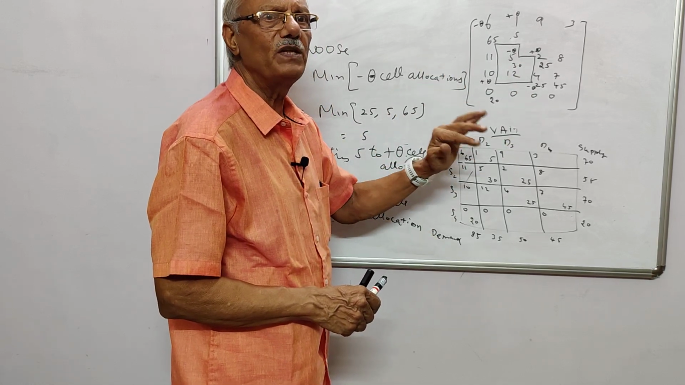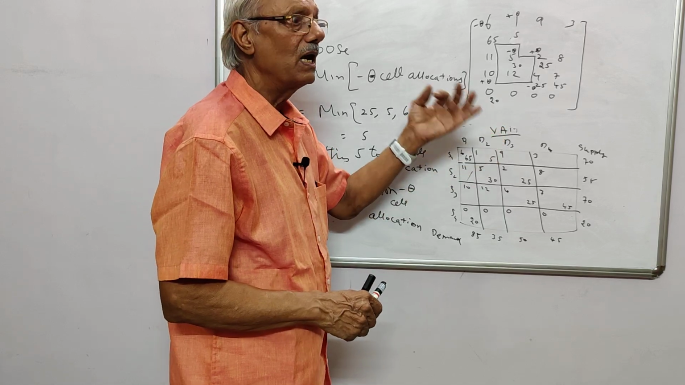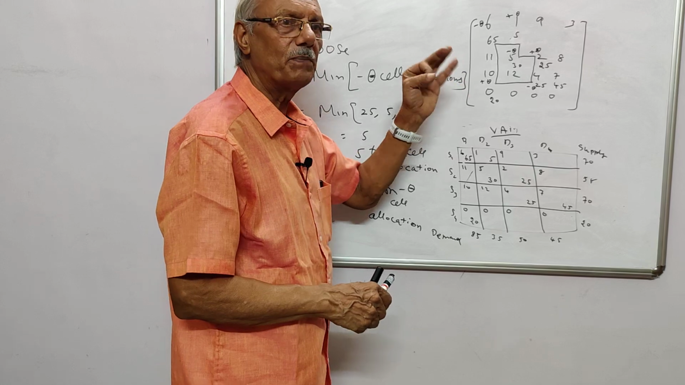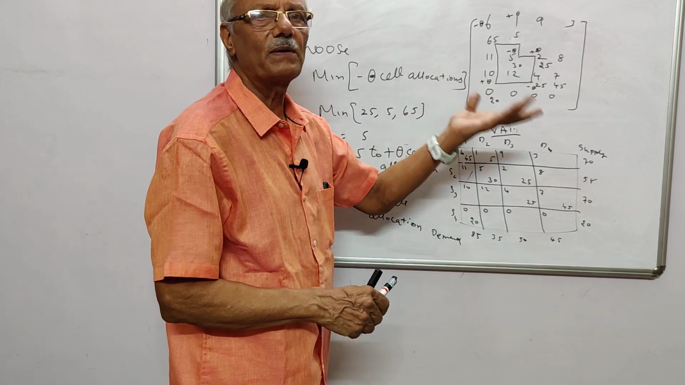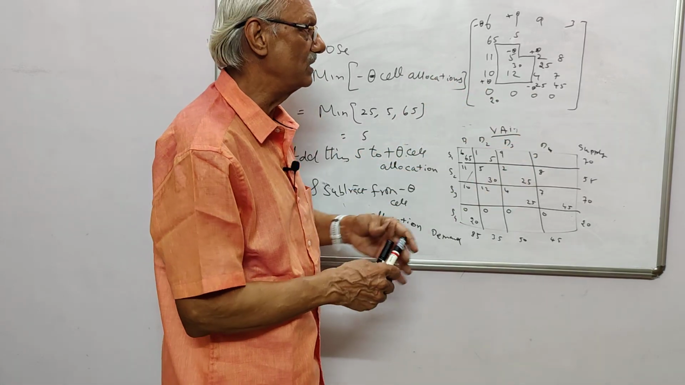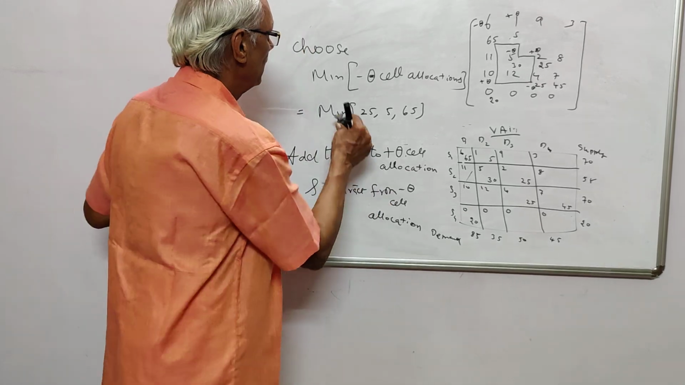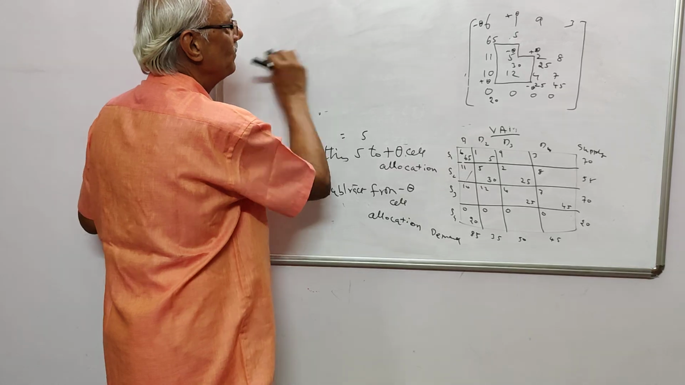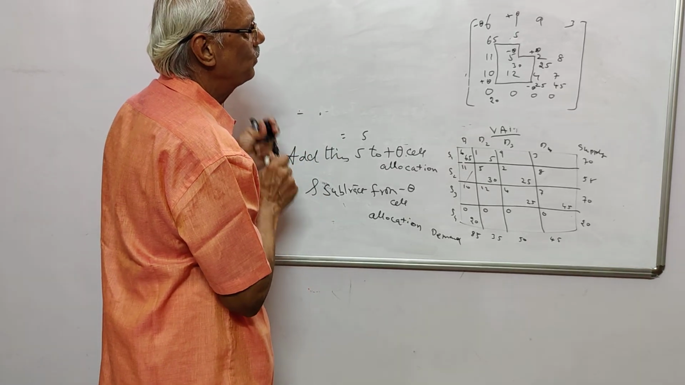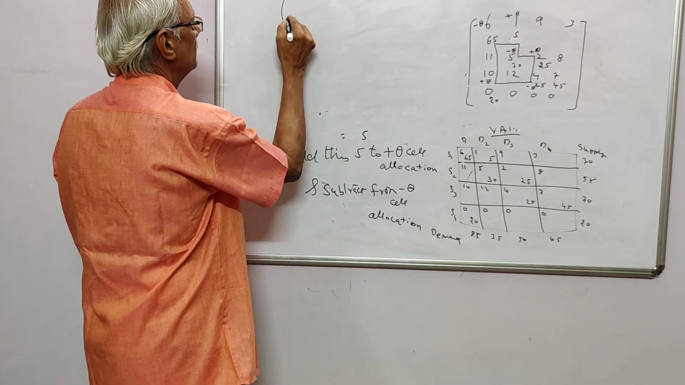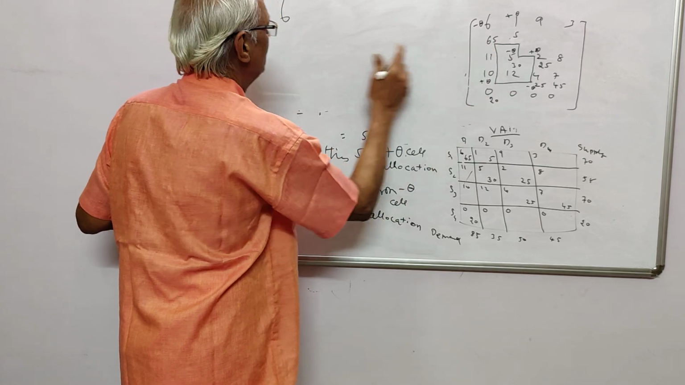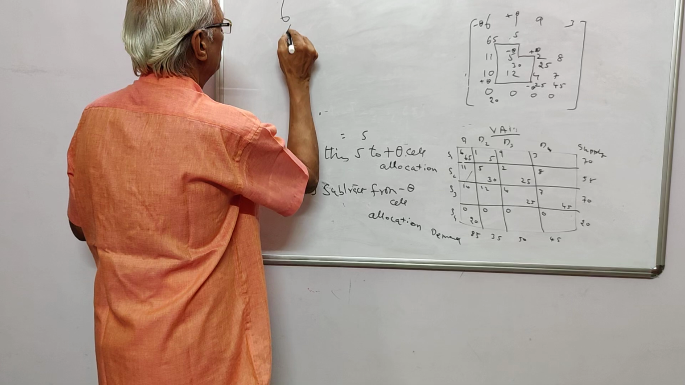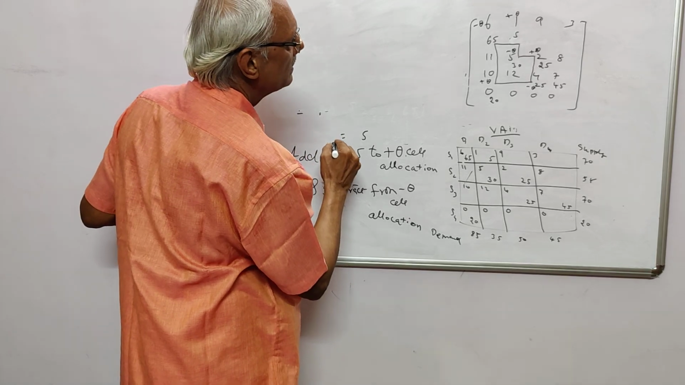Choose the minimum of the minus theta cell allocations. Add that particular allocation to the plus theta cell allocation and subtract it from the minus theta cell allocation. So now what will I get here? I hope that those who are watching this video will be able to tell what I am doing here. So 6. Here you subtract this 5.